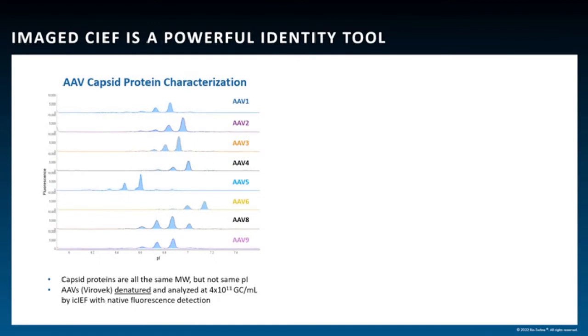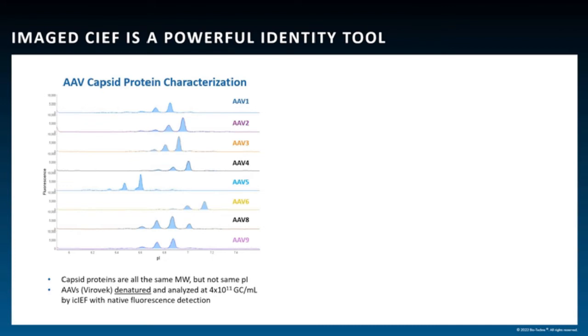Imaged cIEF is a powerful identity tool. We have developed 2 methods to look at AAVs. In the first, our capsid protein characterization method, we denature the AAVs prior to analysis. This method is platform and can be used for identity as well as stability indication. Shown on the left is an example of a panel of AAV serotypes using the capsid protein characterization method. These samples, again, were denatured and diluted to 4 × 10^11 GC per mL prior to analysis.